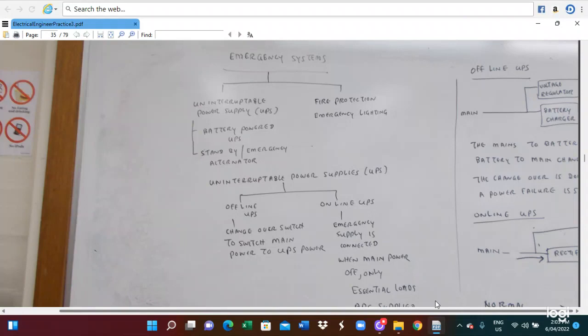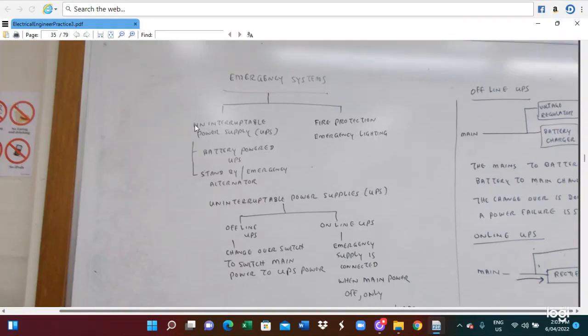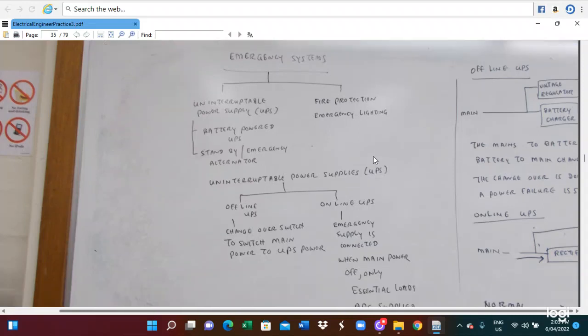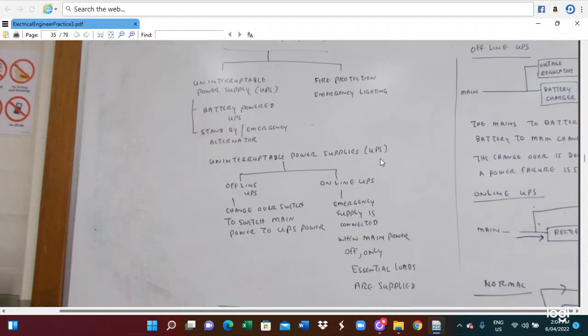Today's lesson is about the emergency system. The emergency system includes two systems: the uninterruptible power supply and the fire protection system. The uninterruptible power supply is powered by a battery and utilized as a standby alternator generator system. Fire alarm protection, emergency lighting, and the uninterruptible power supply are the components of the emergency system. The uninterruptible power supply we call a UPS.